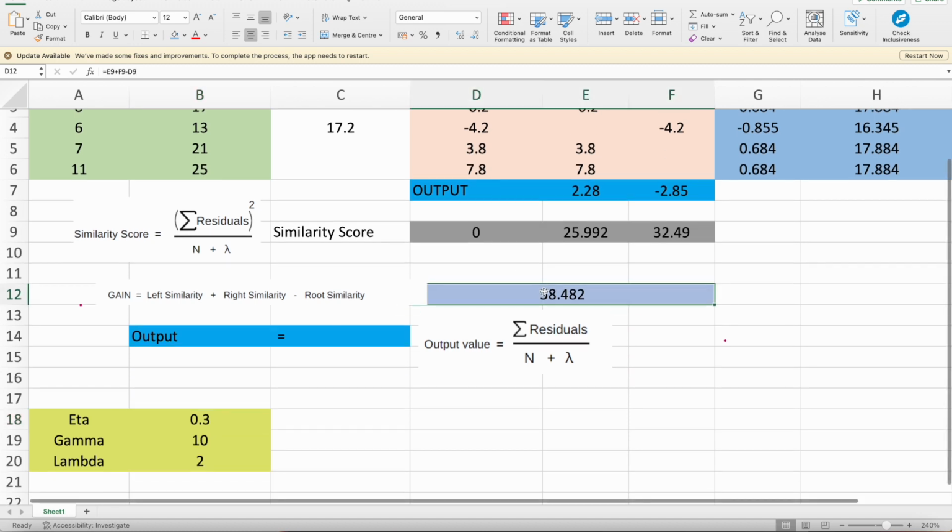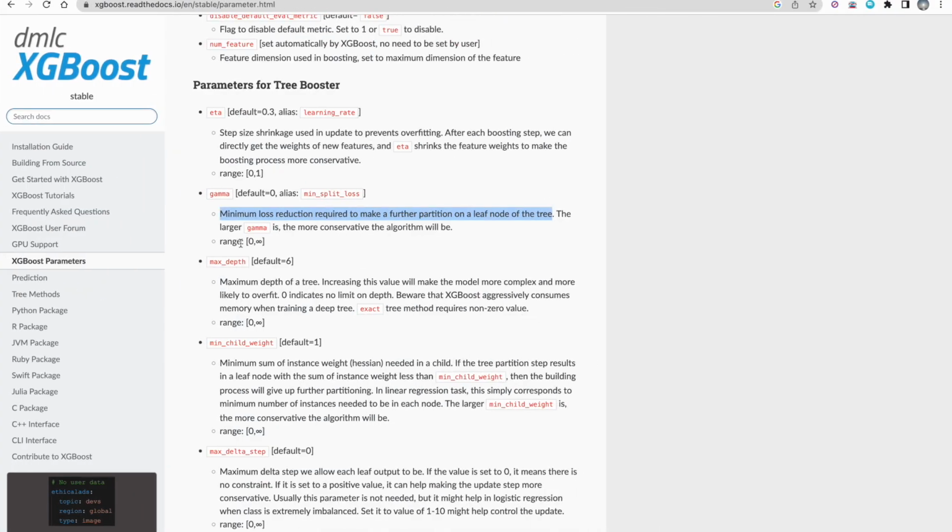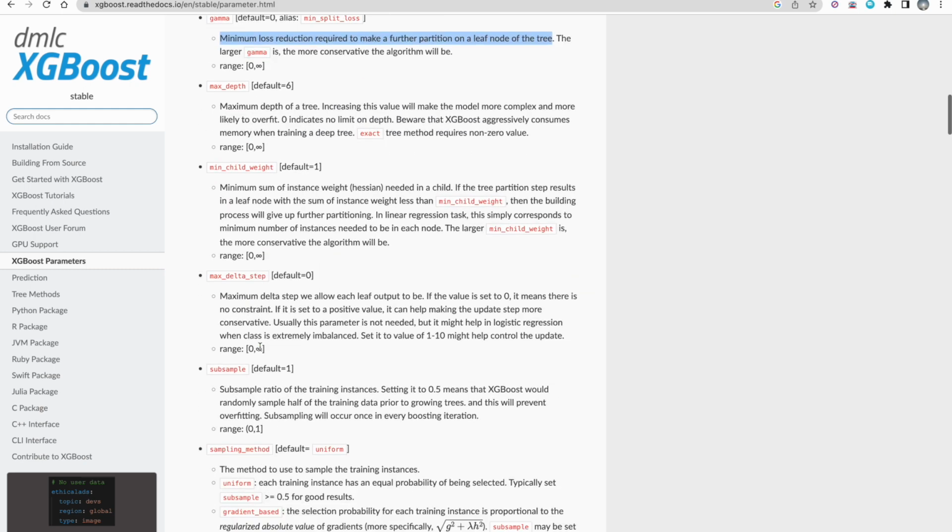Correct. If my gamma is 60, I will not do this split. If my gamma is 58, I will do the split because my gamma is still positive. Gain minus gamma, right? If the gain minus gamma is positive, I will do the split. If the gain minus gamma is not positive, I will not do the split. So this is the threshold. Then the other parameters of the tree, max depth, max child, all those things are there.